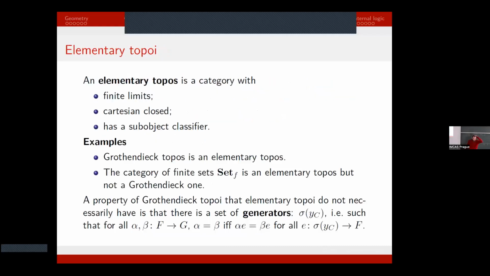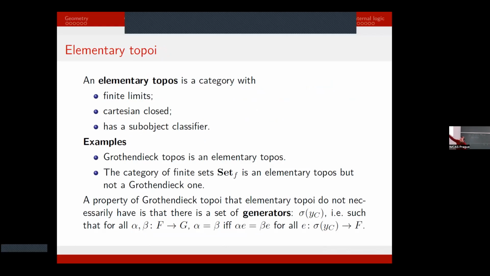So given these properties, people noticed, and I think it was Lawvere who passed away a month ago, more than a month ago. The idea was to find the minimal properties that enable us to do what we are going to do for the rest of the talk, essentially. What are these properties? We don't need all limits and colimits. We only need finite limits.